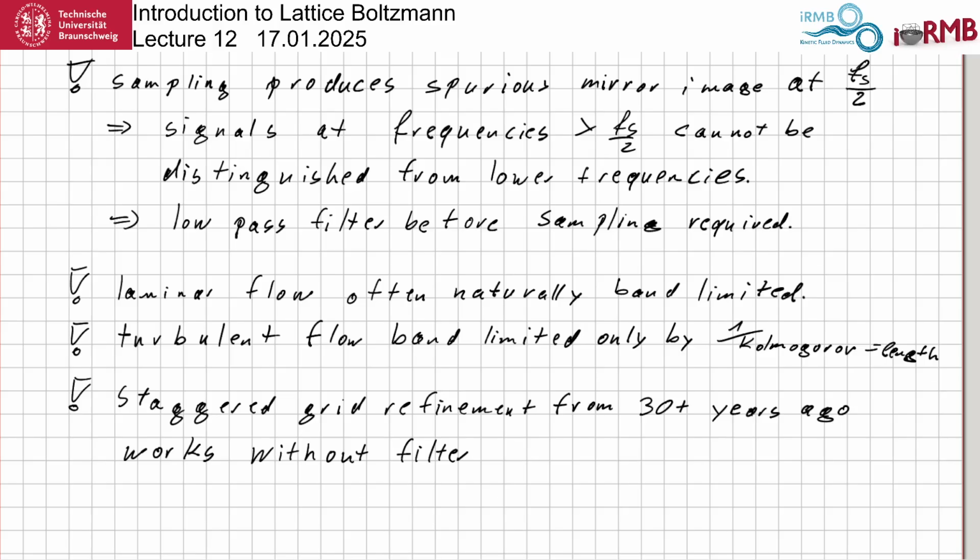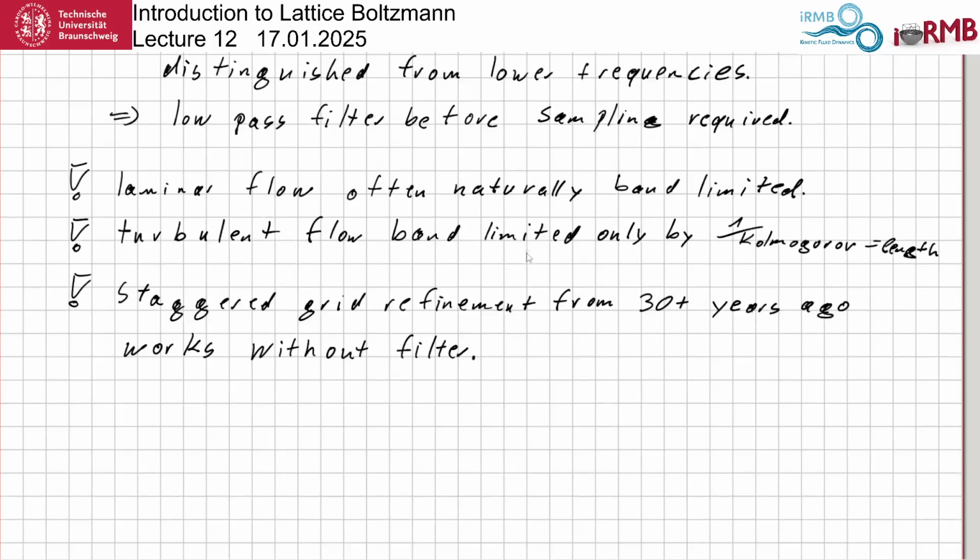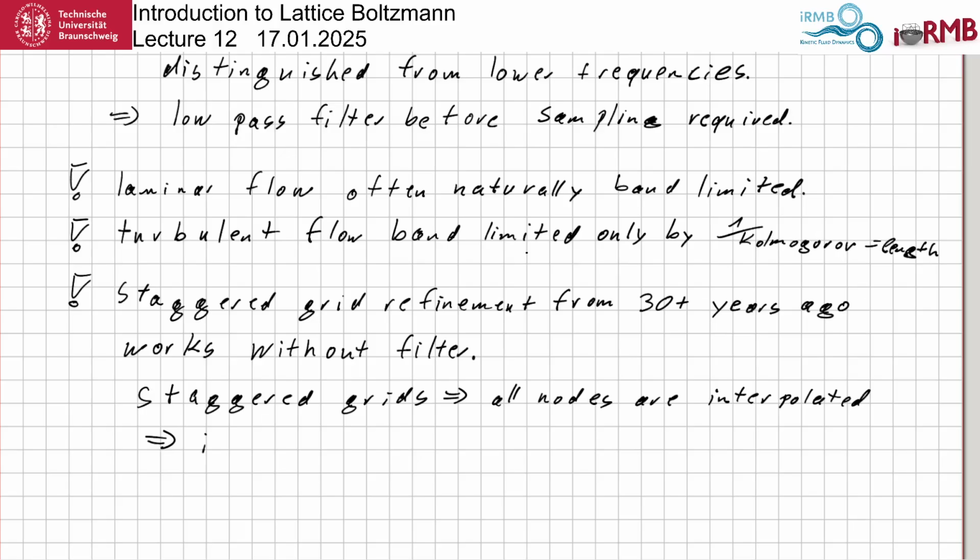So, staggered grids work without filter. The thing is, as I just said, that in staggered grids, all nodes are interpolated, and interpolation is a low-pass filter in itself.